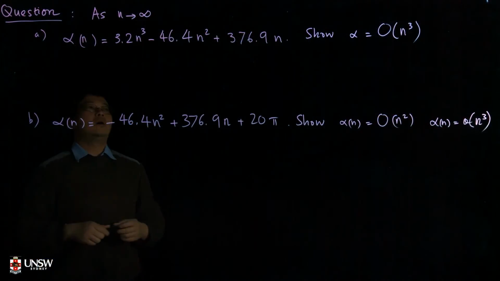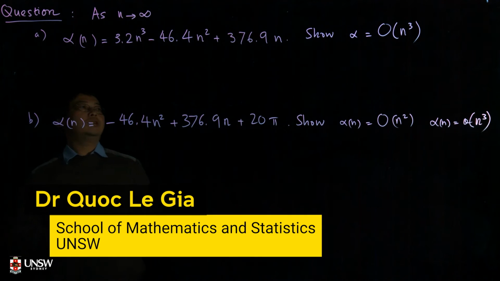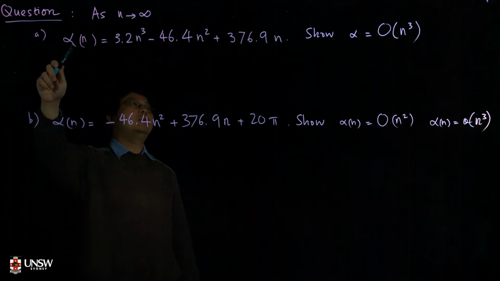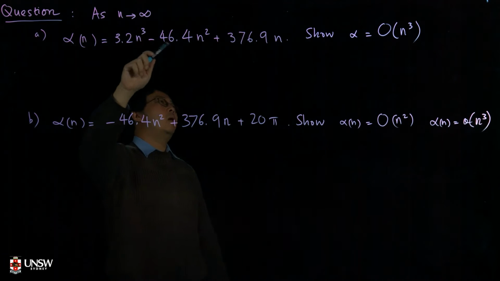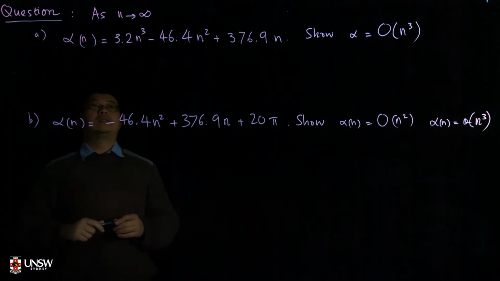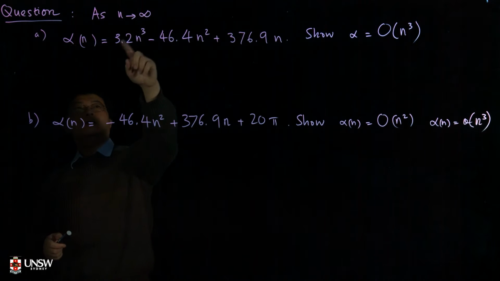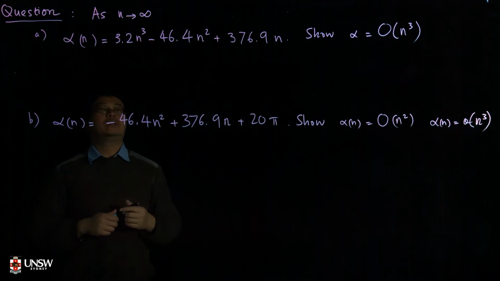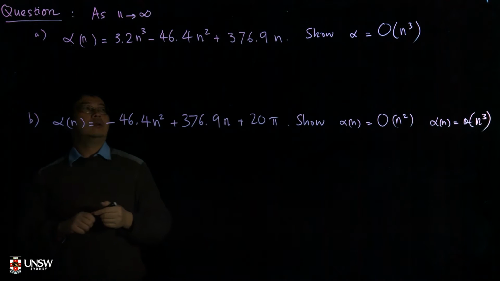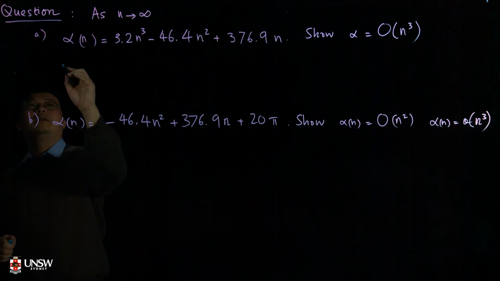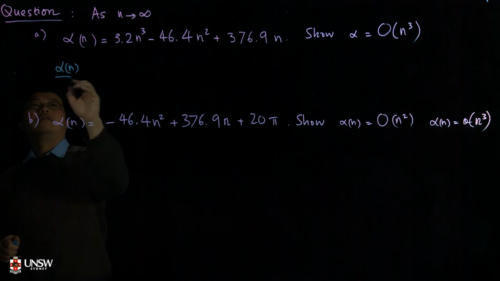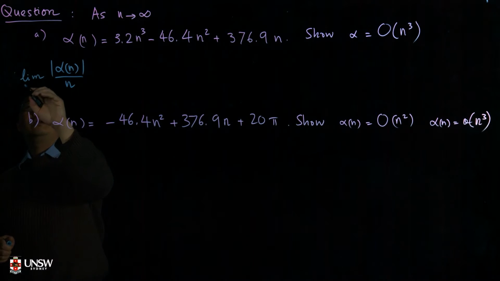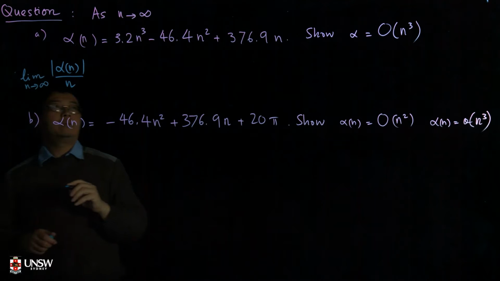Okay, so we are going to talk about big O notation and little o notation. As n goes to infinity, this expression alpha n will be big O of n cubed, which means that as n goes to infinity, the highest order terms will be the n cubed terms. To show it formally, you take the limit of alpha n divided by n in absolute value, as n goes to infinity, and this limit should be a constant.